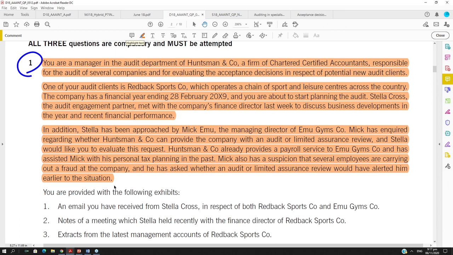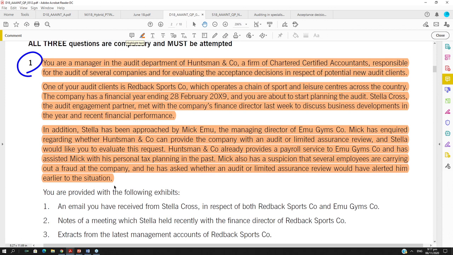Okay, please be very critical of paragraph number 3, because paragraph number 3 is telling us about the conversation between the partner Stella and the managing director of Emu Gyms, Mick. That conversation between the partner and Mick is very important.